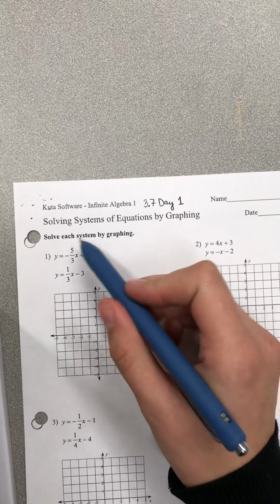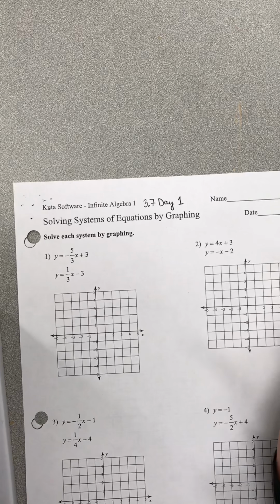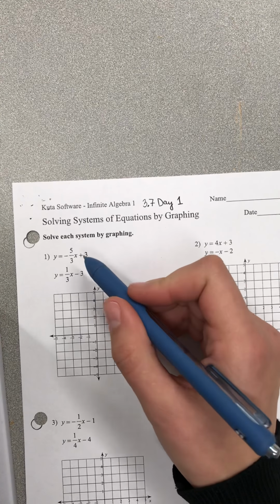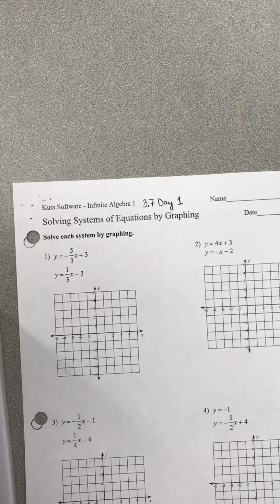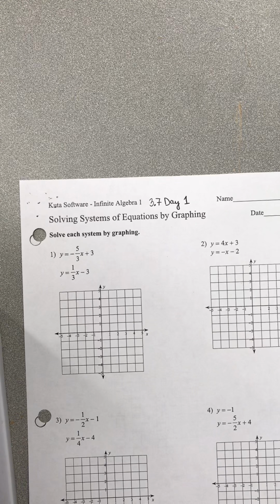Now, if the equation is already in slope-intercept form, such as the equations in problems 1 through 4, you don't have to do any rearranging. All you have to do is graph. Graphing a system means you graph both of the equations on one coordinate plane. The solution to the system is where the two lines cross or intersect.